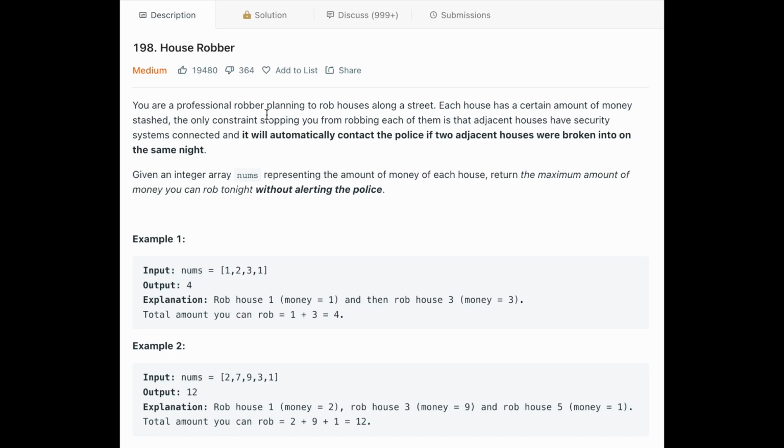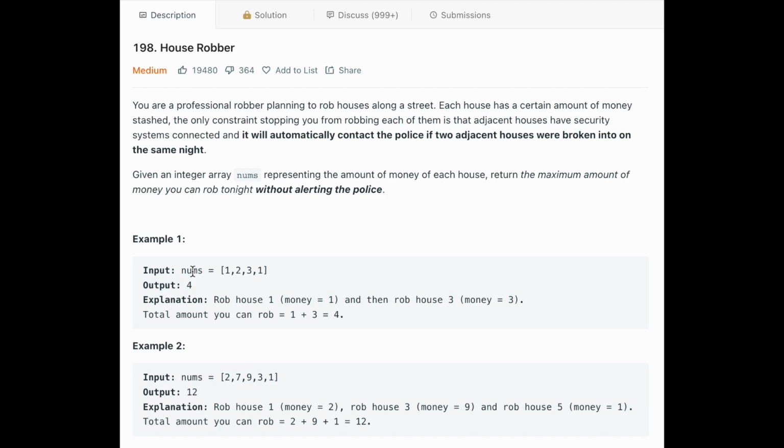You are a professional robber planning to rob houses along a street. Each house has a certain amount of money stashed. The only constraint stopping you from robbing each of them is that adjacent houses have security systems connected, and it will automatically contact the police if two adjacent houses were broken into on the same night. Given an integer array nums representing the amount of money of each house, return the maximum amount of money you can rob tonight without alerting the police.